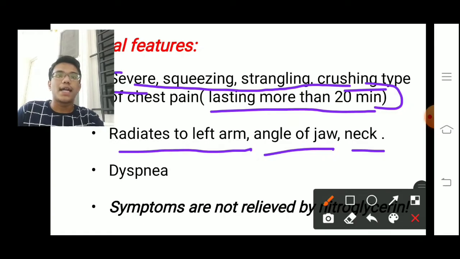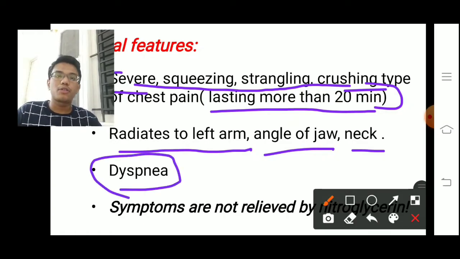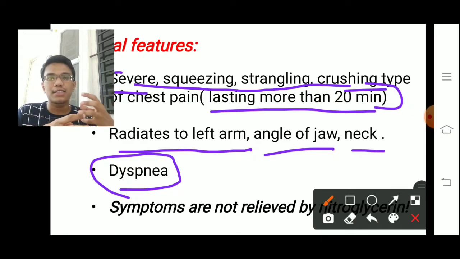And dyspnea, why does dyspnea occur? I had told you before, as the heart goes into an ischemic state, that is the infarction state, it is not getting blood supply, so the heart is suffering a lot. In MI especially, the heart suffers a lot, and that signal goes to the brain, and it tells the brain, see, I am not getting any oxygen, any blood, please help me.